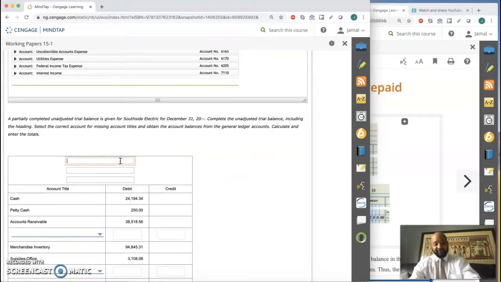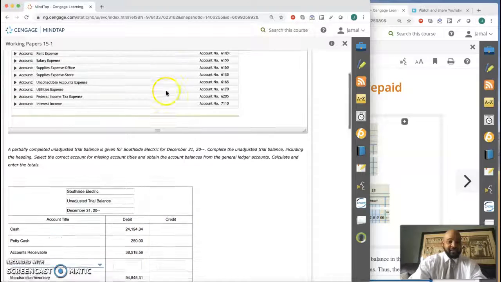First things first, we need to fill out the top part of our trial balance. The top part is real easy. We put the name of the company, Southside Electric. Next, we put the title of the document we're creating, unadjusted trial balance. And this is for a specific date, so we're going to put in that date, December 31st, 2020. What do we have to put? Dash. Good.